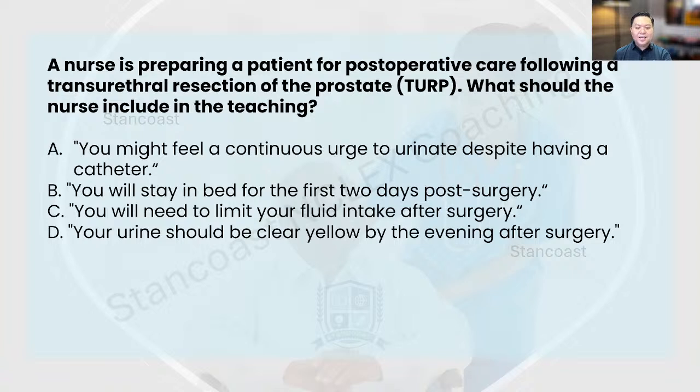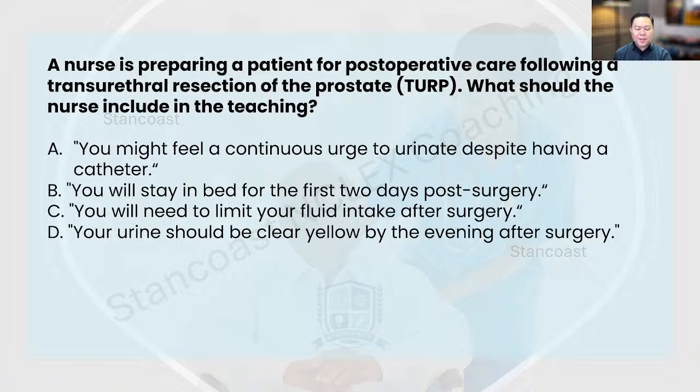Is it A, you might feel a continuous urge to urinate despite having a catheter? Is it B, you will stay in bed for the first 2 days post-surgery? Or is it C, you will need to limit your fluid intake after surgery? Or D, your urine should be clear yellow by the evening after surgery?